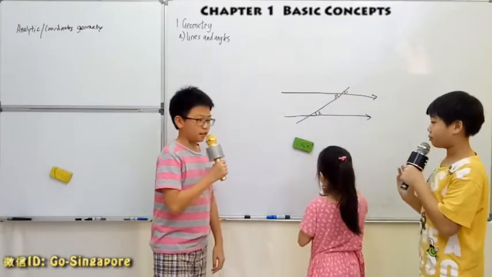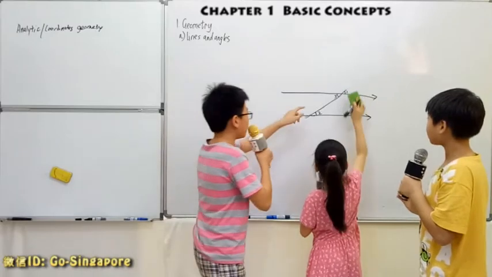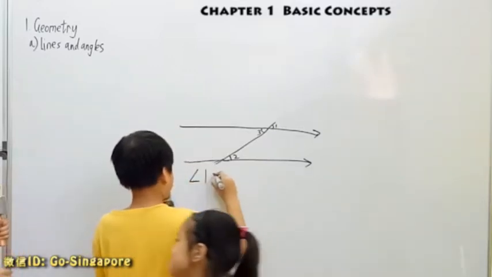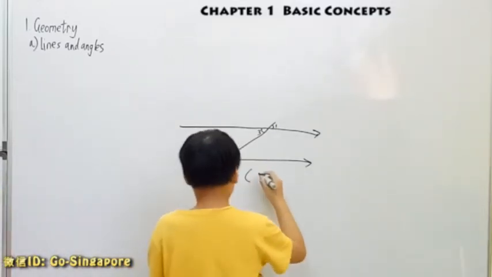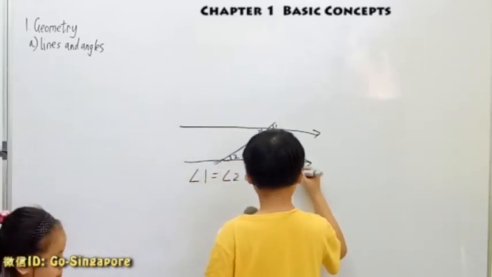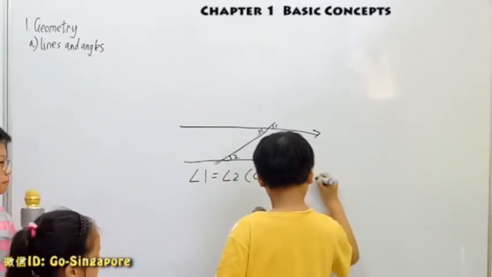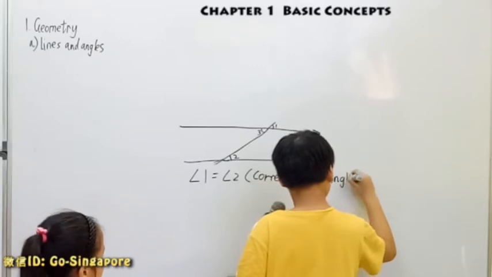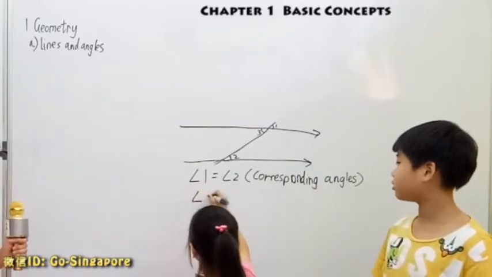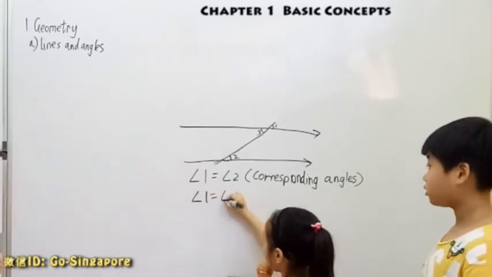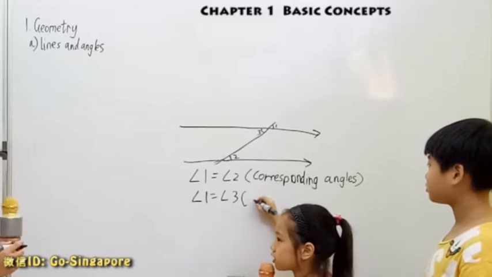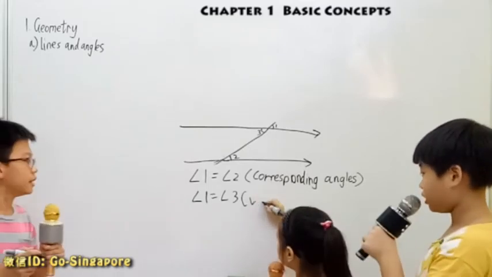Here is a pair of parallel lines. We will mark three angles, 1, 2, and 3. Angle 1 is equal to angle 2 because they are the corresponding angles. And now, angle 1 is equal to angle 3. The reason is that they are vertically opposite angles.